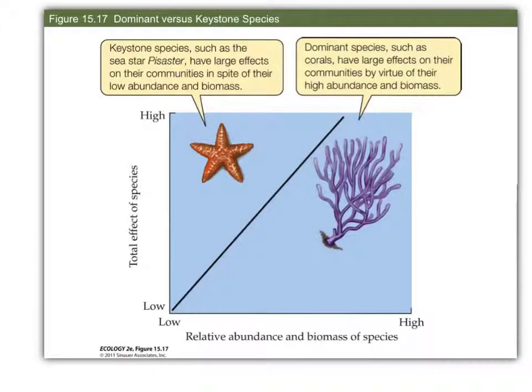This slide just presents a graphical representation of what we were just talking about, the relative abundance and biomass of each species compared to their total effect. Okay, and so dominant species, you're going to see this linear relationship where you've got dominant effects of things like corals and trees, and keystone species may have relatively low abundance but high effects. And here we have high abundance, high effects. So we see this relationship here.